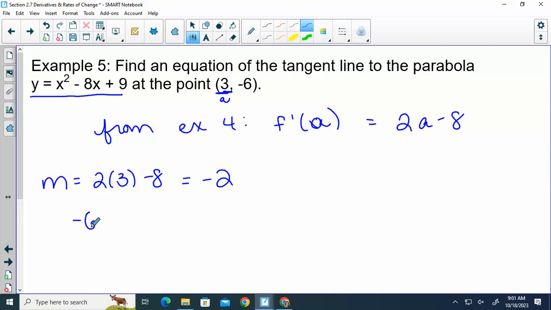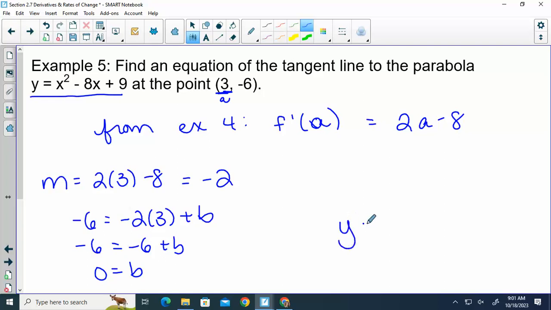So y equals m times x plus b. So our y-intercept is 0. Our equation is y equals -2x plus 0, or just y equals -2x. So a is just representing an x value here. Any questions on that one?